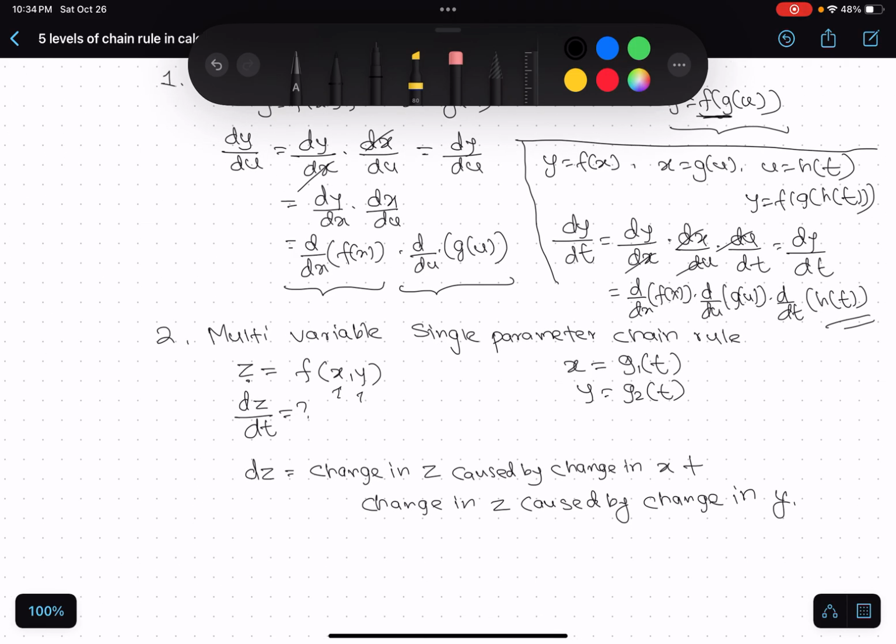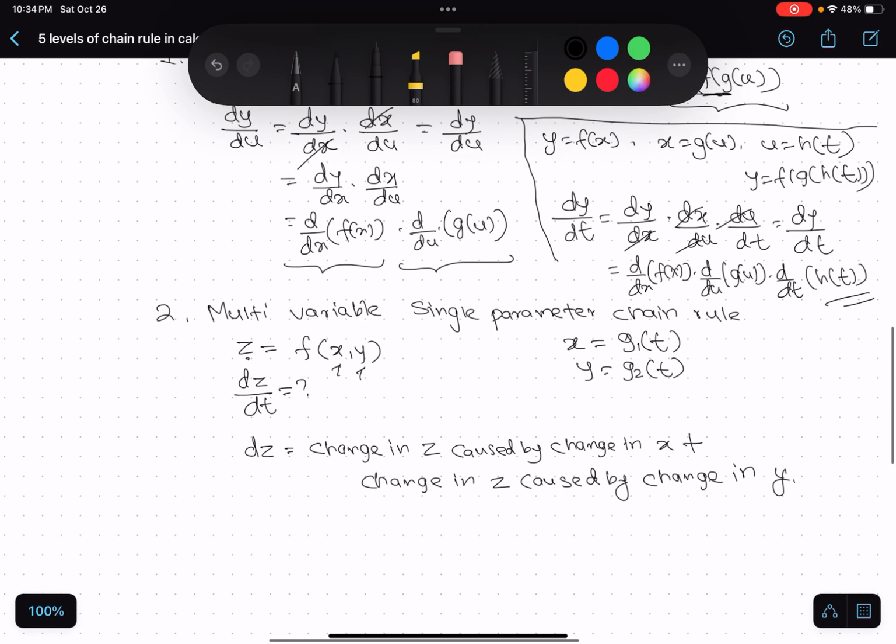And again, the changes in x and y will be caused by t, right? So you can see dg as follows: g is basically a function of x and y, right? So this is the change in the function caused by x plus the change in the function caused by y. Now you can see this is just the rate of change of the function with respect to x times the change in x, which gives the total change in the function due to x.